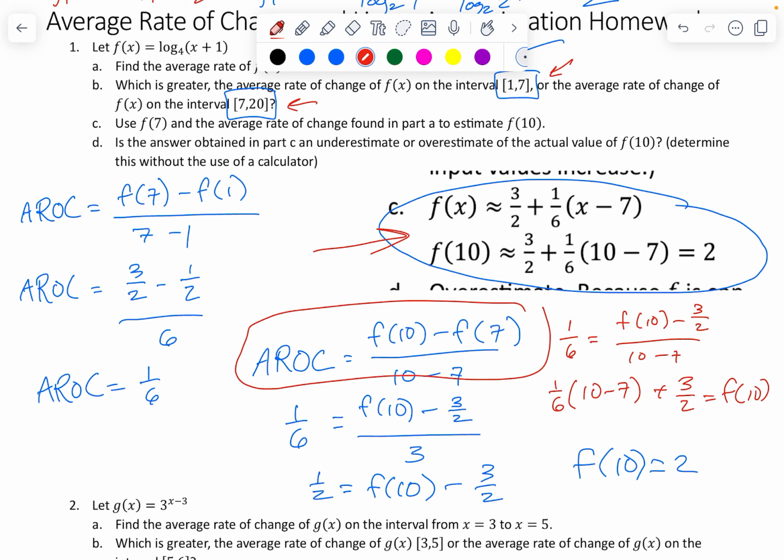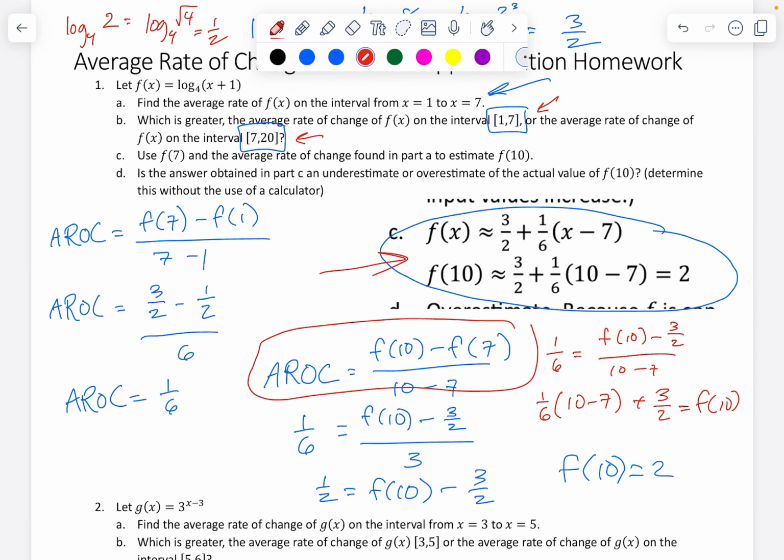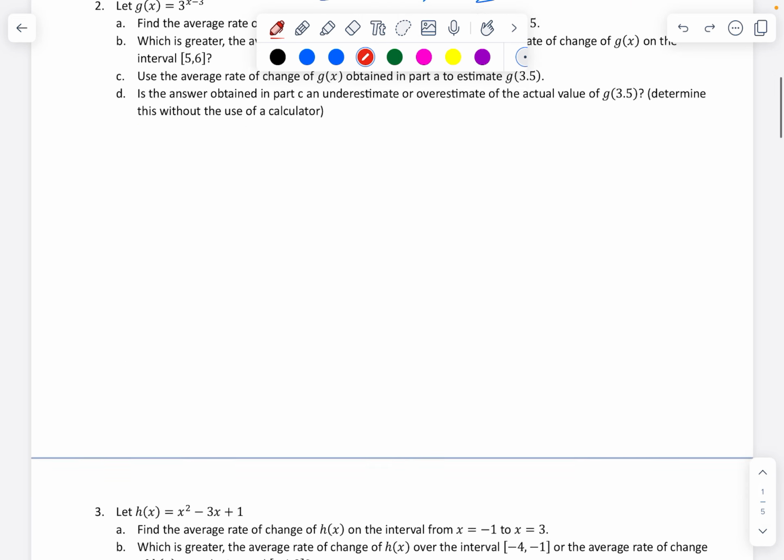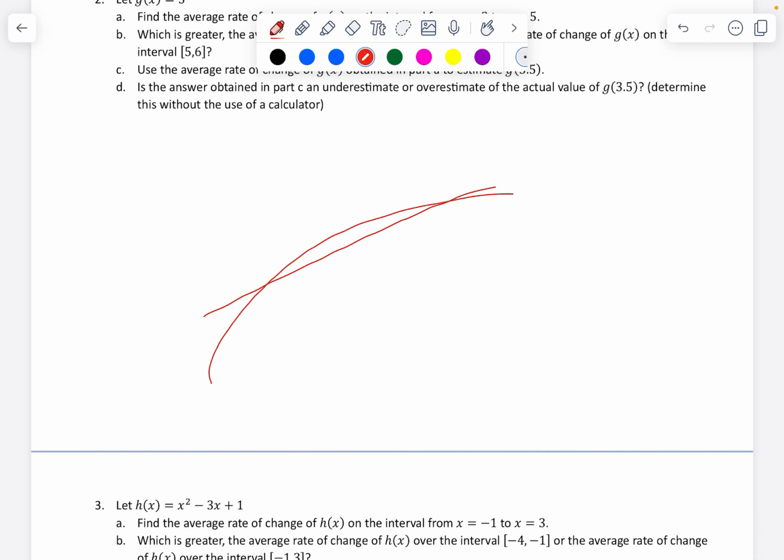Okay. The part that I was uncomfortable with was part D. They're asking whether the answer is an underestimate or an overestimate. I knew it was concave down, so I kept thinking that if we're concave down, the secant line is going to be underneath the curve, so this is an underestimate of the actual value right here.